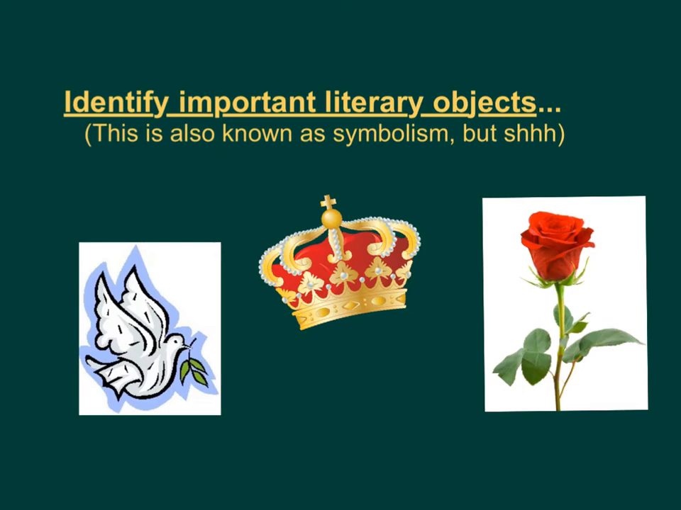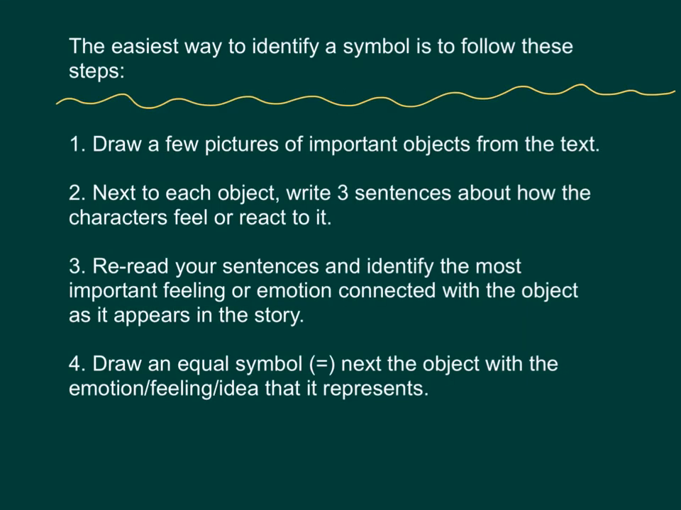Okay, so this is a short little tutorial, or kind of a cheat video, on identifying important literary objects. You might have heard of this as symbolism, but we're going to forget that word for right now. That's an extra slide, so I'm skipping on to the next one, and that is a 4-step process.